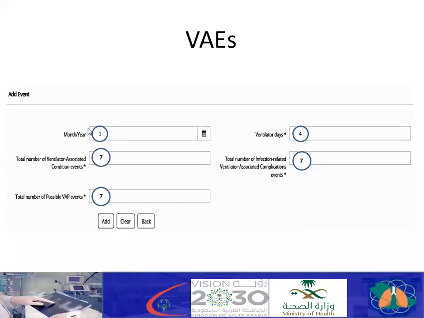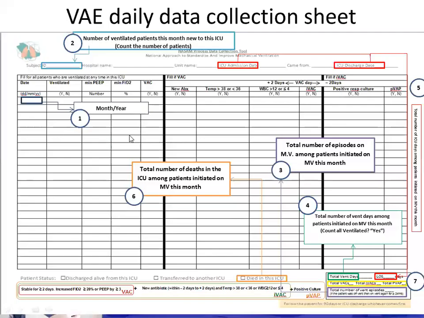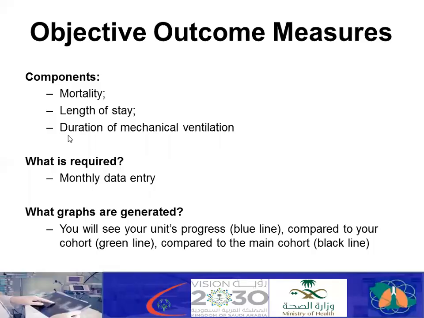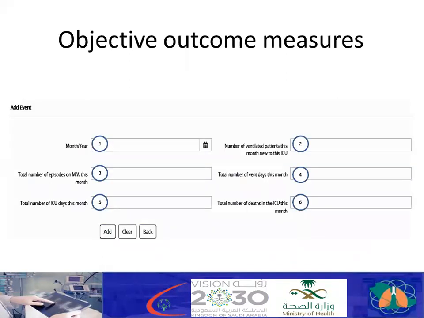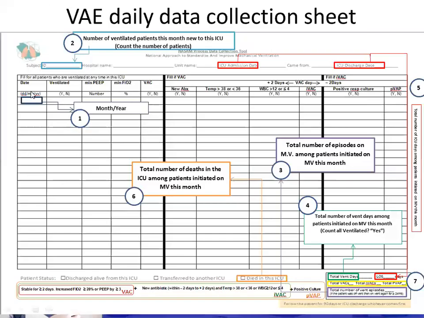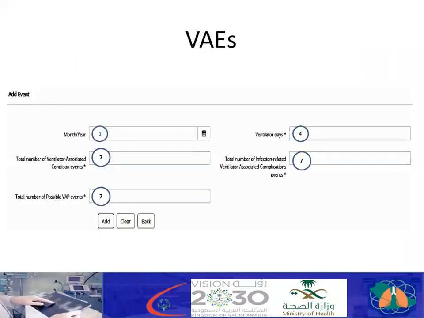So this is labeling the data reflected here in this sheet. For the objective outcome measures, we still get it from the same data collection tool. The components related to mortality, length of stay, and duration of mechanical ventilation, and it's also monthly data entry. The month and year, it's the same thing. The first time the patient commenced ventilation will be reflected for that month.